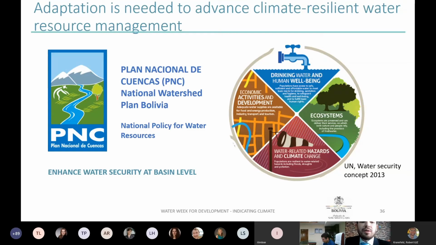In the PNC, we are following the United Nations definition of water security, which you can see here on the right side. The capacity of a population to safeguard sustainable access to adequate quantities of acceptable quality water for sustaining livelihoods, human well-being, and socioeconomic development, for ensuring protection against waterborne pollution and water-related disaster, and also for preserving ecosystems in a climate of peace and political stability.